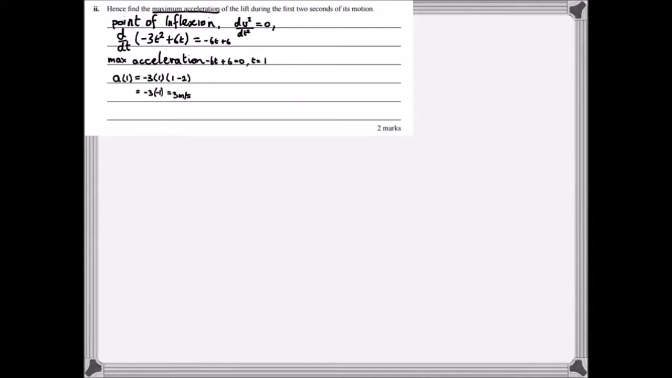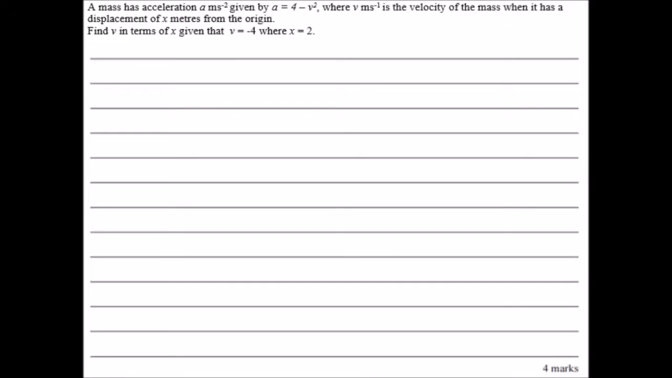Okay, very good. We have a mass with acceleration a meters per second squared given by a equals 4 minus v squared, where v is in meters per second and is the velocity of the mass when it has a displacement of x meters from the origin. Find v in terms of x, given that v is equal to minus 4 when x is equal to 2.